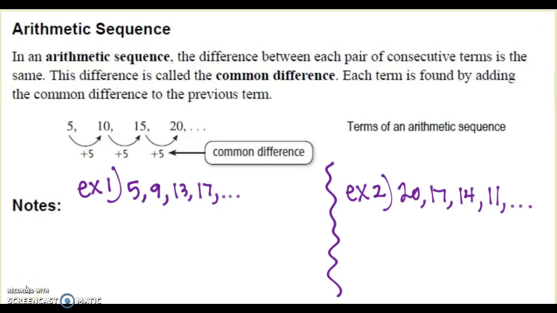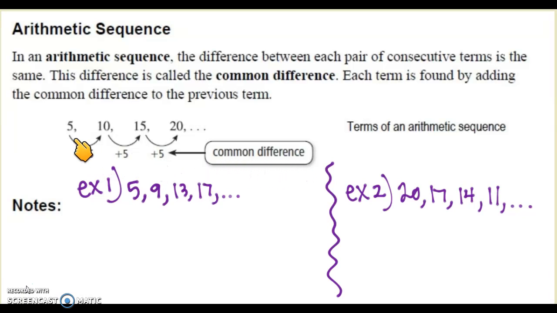Hey students, in this video we are going to talk about an arithmetic sequence. In an arithmetic sequence, the difference between each pair of numbers is the same, and that difference is called the common difference. Here in this brief example, we have four terms, where the first term is 5, and then 10, 15, and 20, and their difference, the common difference, is the same.